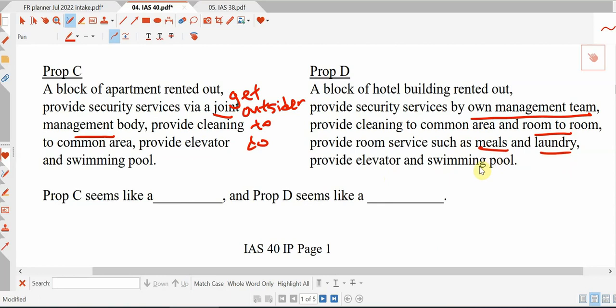So if I compare the two buildings here, I find that Dongki is quite active here. We involve a lot in our business. So this is like a PPE. Dongki is a PPE. And property C is an investment property.